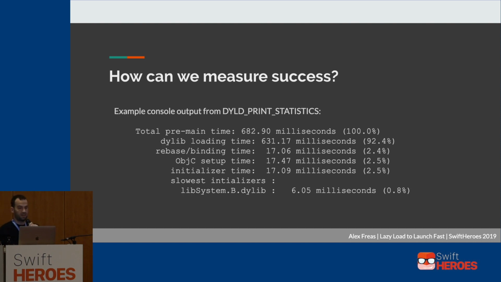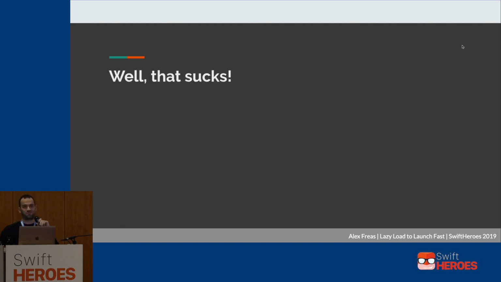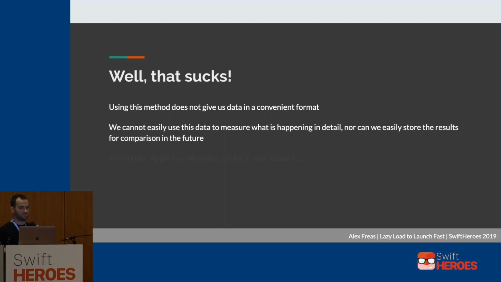So it shows the total pre-main time, how long it took to load the dylibs, rebase and binding in memory, Objective-C setup time, runtime initialization, and then it gives you a list of the slowest initializers. Now, this is kind of crappy, right? This is not exactly something that we can use like test data or instrument data. It doesn't really give us data in a convenient format that we can store somewhere and then compare later. So it's not really ideal.